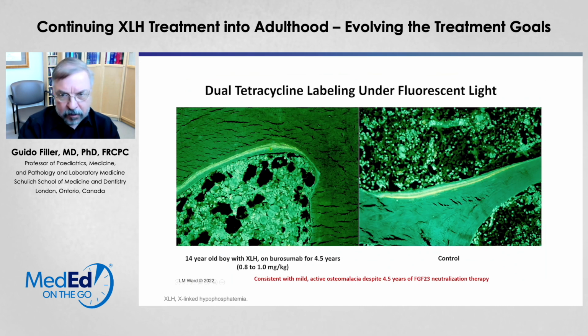But I know that you will not be experts in bone mineral density assessments, but there was on the biopsy, at the time when he was about 4.5 years post-treatment start and a dose of about 1 milligram per kilo, that there was still mild active osteomalacia despite the neutralization of the FGF23 with burosumab. And so that raises an interesting question as to what we should have as a treatment target.